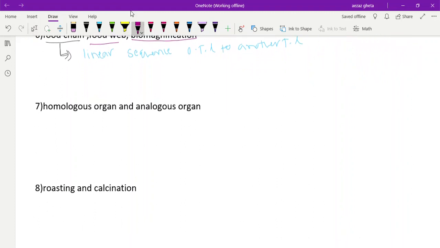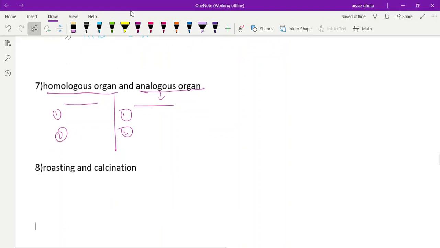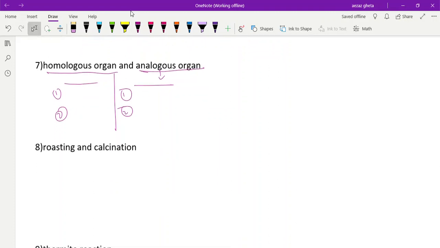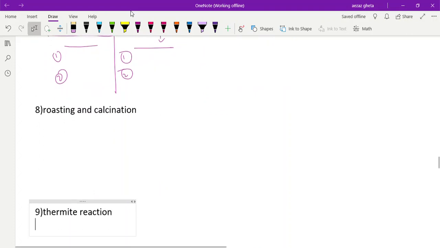And this is a very easy question, right? Homologous organ and analogous organ. Everyone knows that homologous organs have the same structure but different function. Analogous organs have different structure but the same function. Correct? You can give an example. One point based on the definition, and second, an example you can give. Is it clear? You can write the differences, or remember the definition with an example.